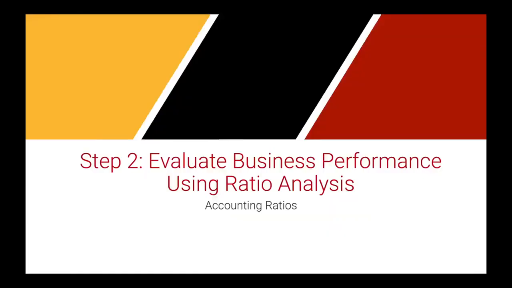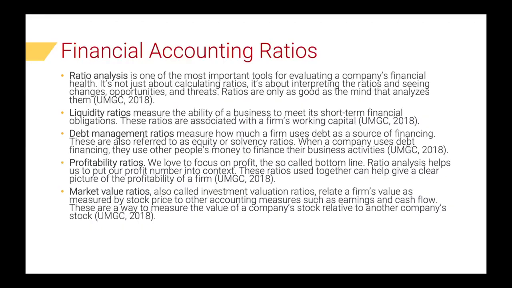Step 2 in the project is evaluate business performance using ratio analysis. Financial accounting ratios. Ratio analysis is one of the most important tools for evaluating a company's financial health. It's not just about calculating ratios, it's about interpreting the ratios and seeing changes, opportunities, and threats. Ratios are only as good as the mind that analyzes these ratios.